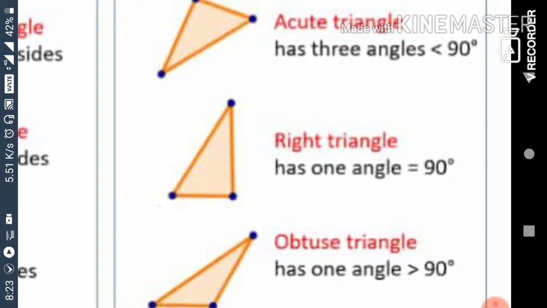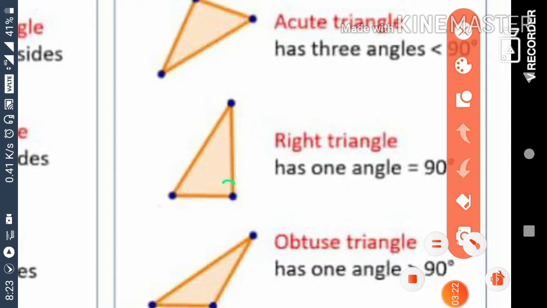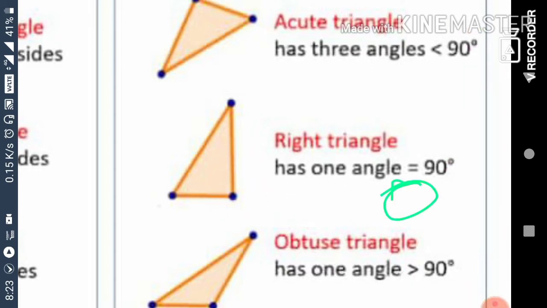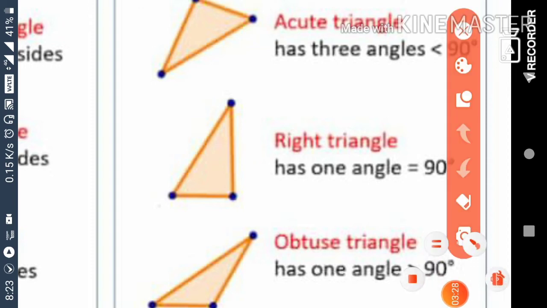As you know, a right angle triangle is a triangle where one angle is how much? 90 degrees. So this angle should be 90 degrees. As you can see here, they have shown this angle also as 90 degrees. This one is the 90-degree angle.